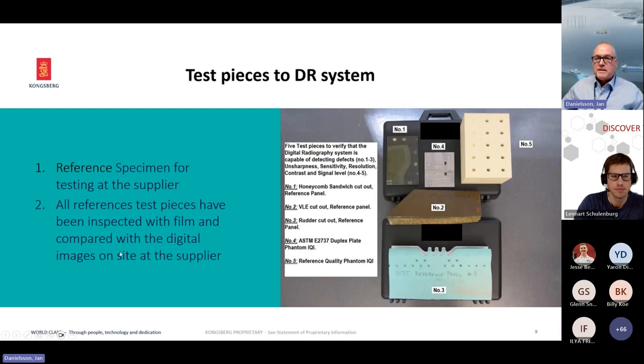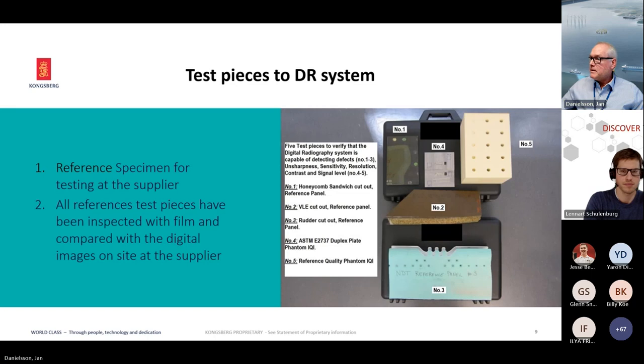All the reference test pieces have been checked with film and compared with the digital image on site at the supplier. Piece number 1 that you can see here is a composite sandwich panel. There is very small cracks in the adhesive and some voids. Test pieces number 2. It's a bonded honeycomb core structure in composite. It has unbonded cell edges, it's a distorted core, and it's gap between spar and the core and voids.